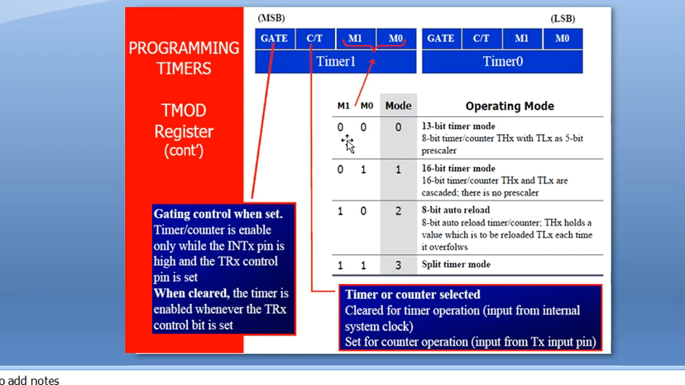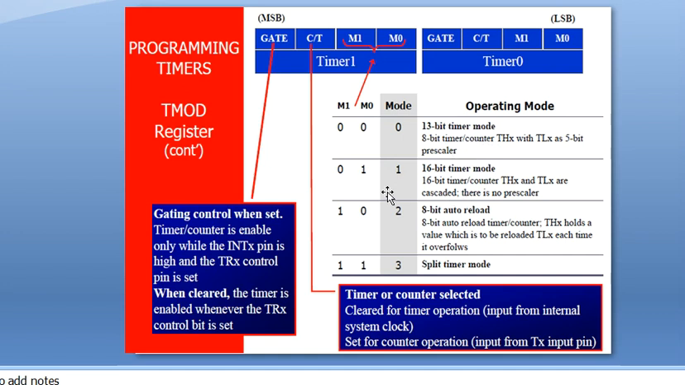So when it is mode 0, it will be a 13-bit timer mode, right? Whether it is for timer 0 or timer 1, it is not going to matter. When you set 0, 0 here, it is going to be a 13-bit timer mode. So what will happen here? Here it is an 8-bit timer or counter THx, with TLx as a 5-bit prescaler, right? So the total 13 bits are divided: 8 bits for the timer or counter and 5 bits for the prescaler, right?